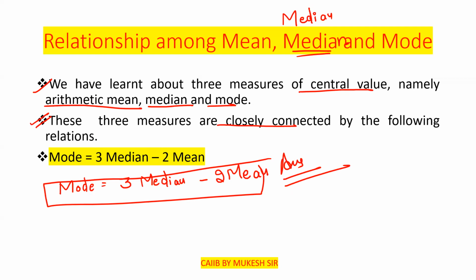Any doubt, any query regarding the same? Please try to remember what the relationship is between the mean, median, and mode. Mode is equal to 3 median minus 2 mean.